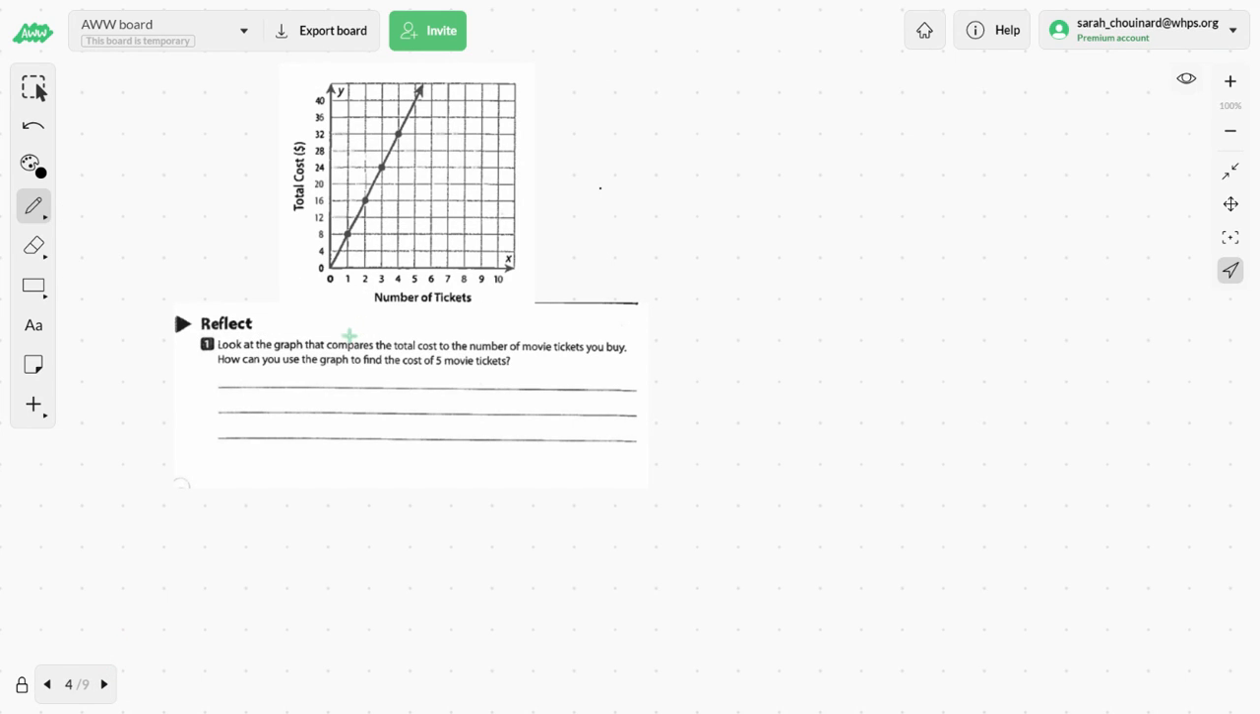So if I look at this graph, which is the same one that shows the number of tickets, how can I determine the cost of 5 movie tickets? So one way is to just use the graph. 5 tickets cost $40.